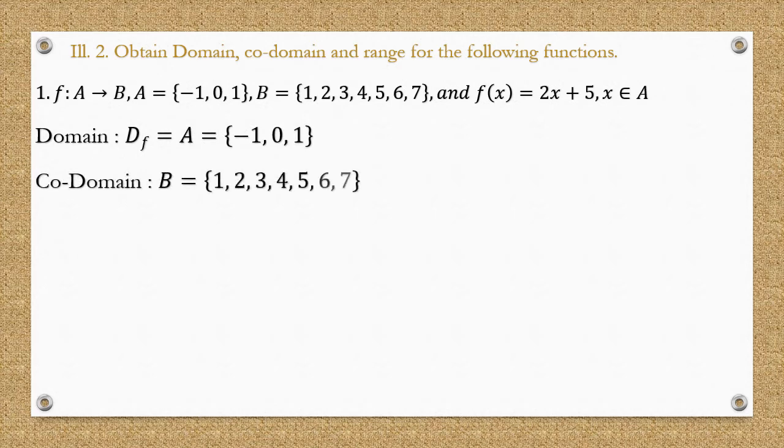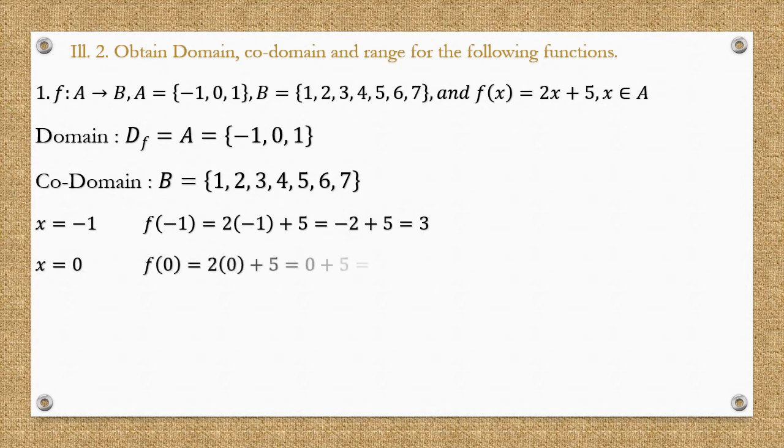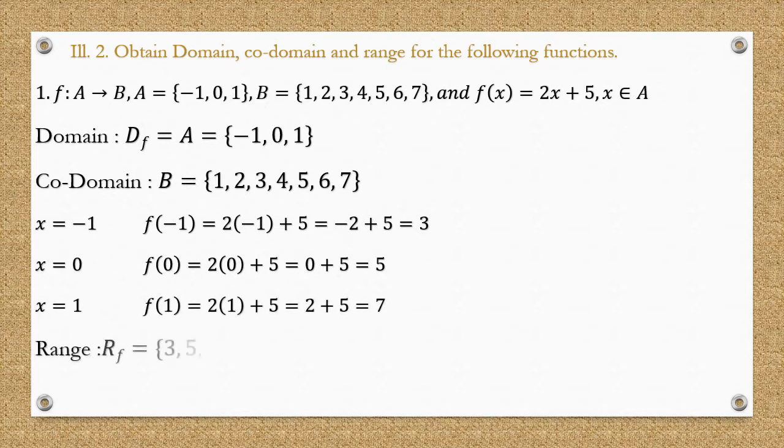But range is something which we need to calculate by taking the values of A and putting it into the equation. So first value I am going to take X as -1. So F(-1) is 2 into -1, that is -2 plus 5, 3. So first value of range is 3. Similarly, taking X as 0, F(0) is 0 plus 5, 5. And then taking X as 1, it is 2 ones are 2 plus 5, 7. So the range here is 3, 5, 7.